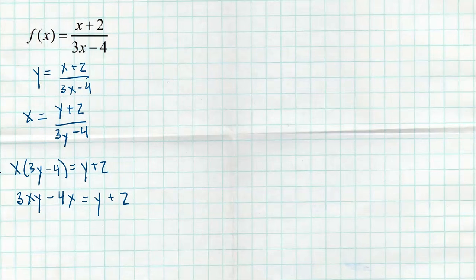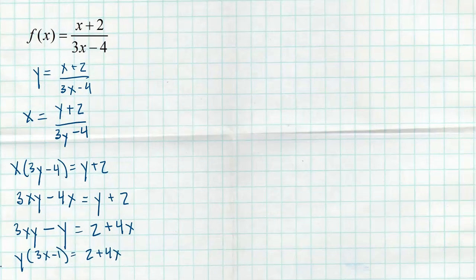Now what I want to do is gather all of the terms with a y on the left and everything without a y on the right. So I'm going to add the 4x to the right-hand side and subtract a y from the left-hand side. So any term with a y is going to go to the left-hand side, and any term without a y is going to go to the right-hand side. So I added the 4x to the right, subtracted the y from the left. Now on the left-hand side, I'm going to factor out that y that's common.